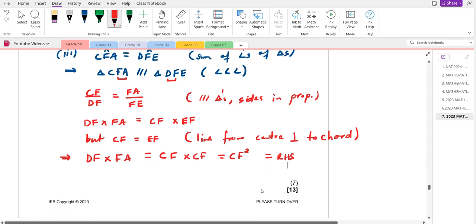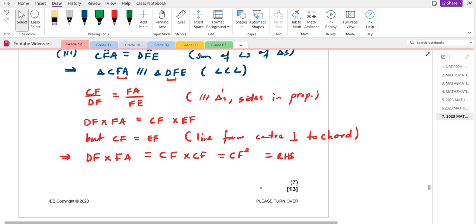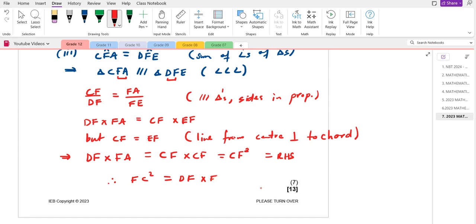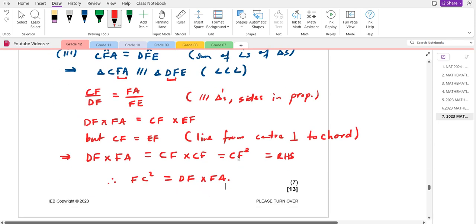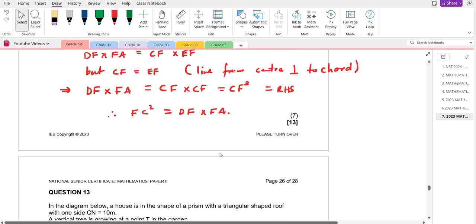So what can we say? Therefore FC squared is now equal to DF times FA. So we got left hand side. We proved that the left hand side is CF squared or FC squared, and we proved that the right hand side is also CF squared. So problem solved. I hope you guys understood that.